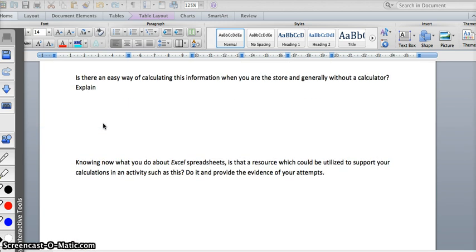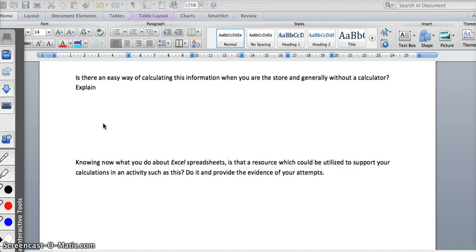Is there an easy way of calculating this information when you're actually in the store? And generally, you don't have a calculator. Okay? And Domo quite rightly said, go and ask somebody. Absolutely. You could do that, but not every one of you has the confidence to do that. Who wouldn't do that? I know I wouldn't. I just don't have the confidence to go and speak to someone that I don't really know about that stuff. A few of us probably wouldn't. Is there an easy way of calculating that information?